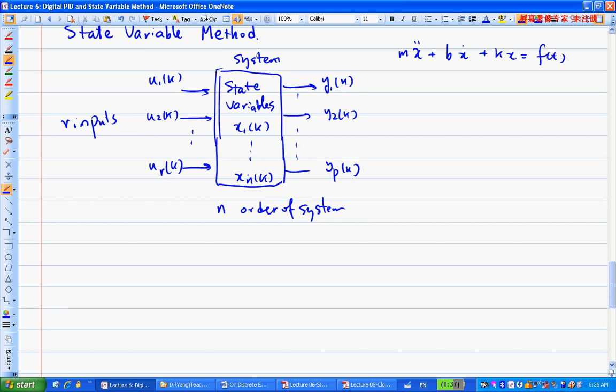For this kind of system, I call it a MIMO, multiple input and multiple output system. Even though in our case we will focus on a single input and single output system. So for SISO, this means r equals p equals 1. That's a SISO system.